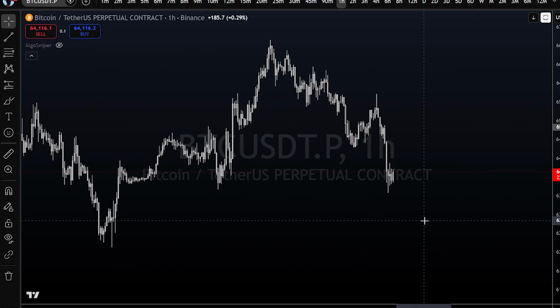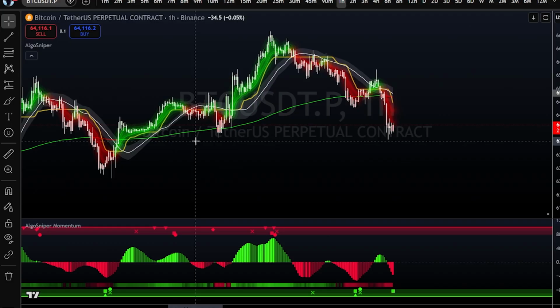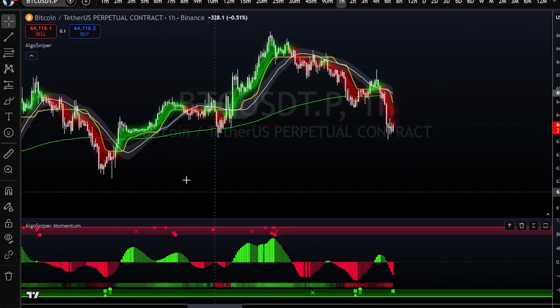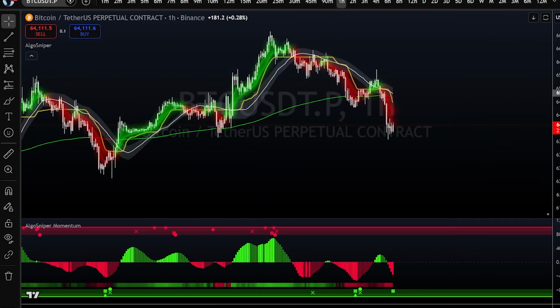All right, welcome. This is the new AlgoSniper tutorial. In this tutorial, I'm going to show you how to use AlgoSniper and the new feature, the AlgoSniper momentum, and some of the new features on the main indicator. And I'm going to show you guys a strategy on how to use it.